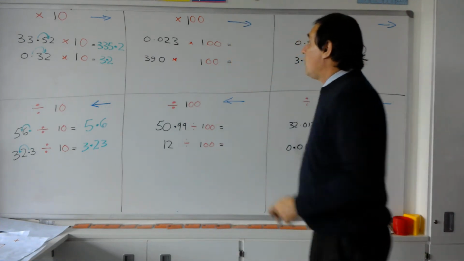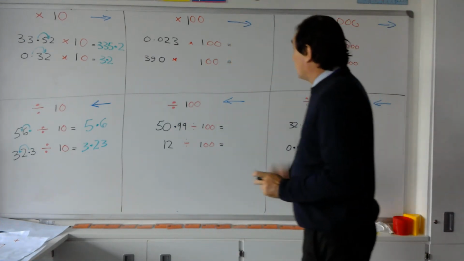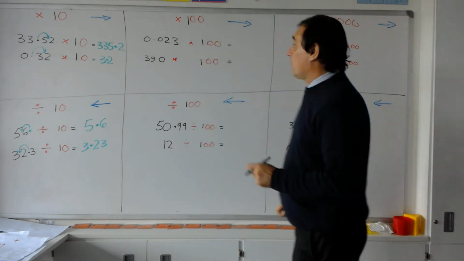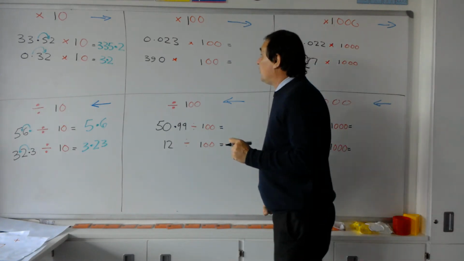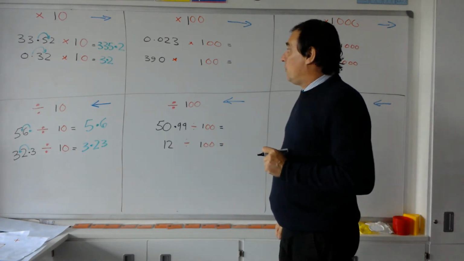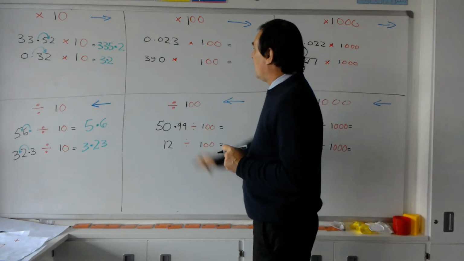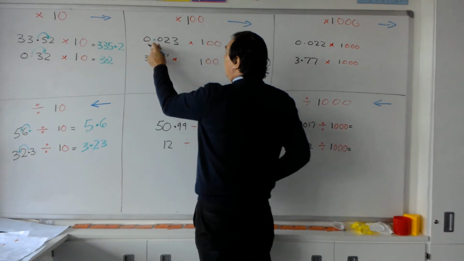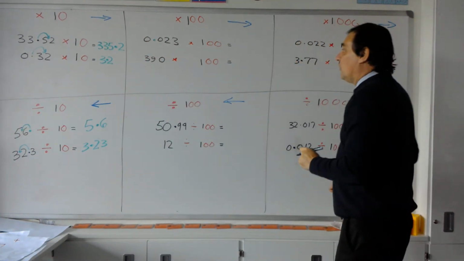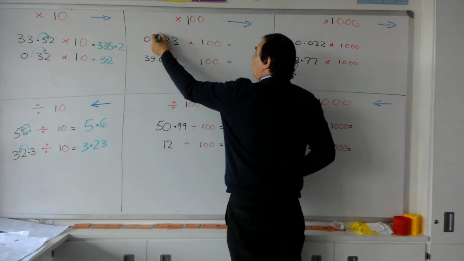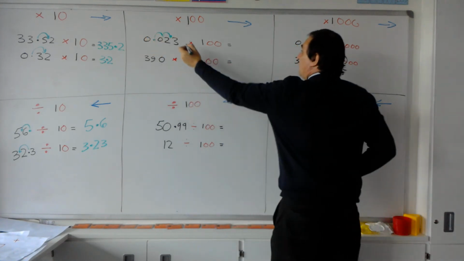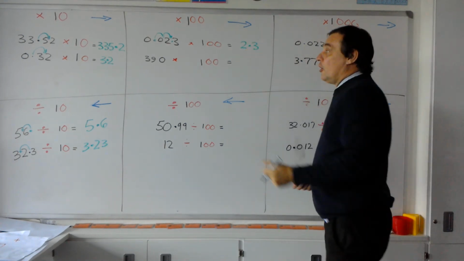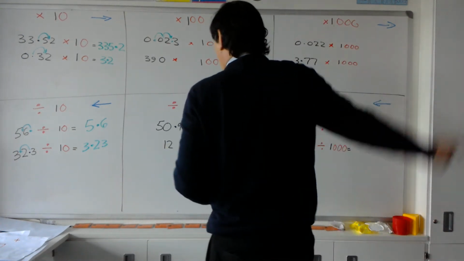Good. Let's go for multiplying by 100 then. 100, you'll notice, has 2 zeros on the end of it. So you've guessed it, it means that we've now got to move the decimal point 2 places. So here I've got 0.023 times 100. Moving it 2 places goes 1, 2, and that ends me up with an answer of 2.3. So move 2 places to the right because we're multiplying.